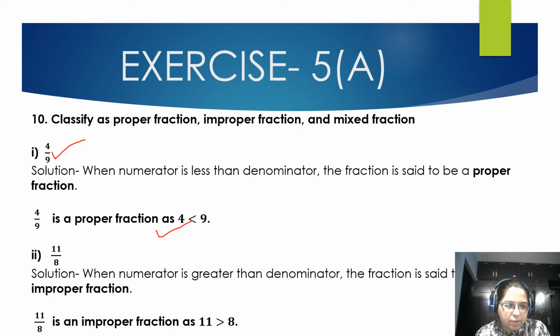Second bit is 11 divided by 8. Here we know when the numerator is greater than the denominator, then that fraction is said to be an improper fraction. Here numerator is 11 and denominator is 8. Numerator 11 is greater than the denominator 8, so this is an improper fraction.